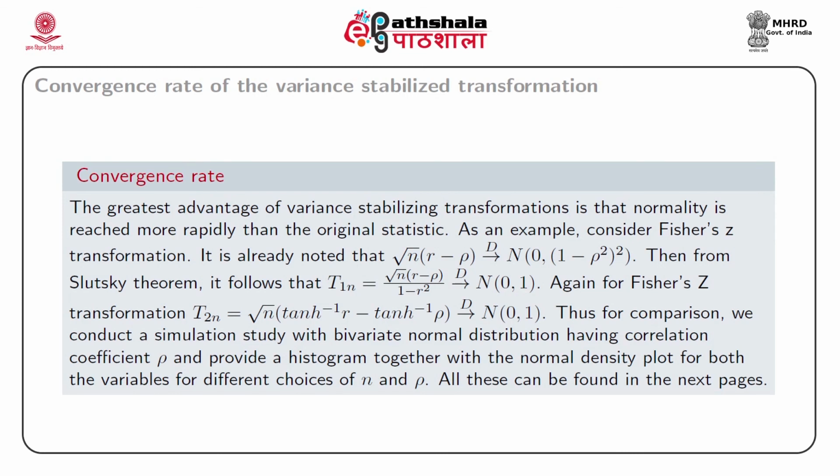Then from Slutsky theorem, it follows that T1n defined by square root of n multiplied by (r minus rho) divided by (1 minus r square) is standard normal in large samples. Again, for Fisher's z transformation, T2n defined by square root of n multiplied by (tanh inverse r minus tanh inverse rho) converges in distribution to standard normal. Thus, for comparison, we conduct a simulation study with bivariate normal distribution having correlation coefficient rho and provide a histogram together with the normal density plot for both the variables for different choices of n and rho. All this can be found in the next pages.